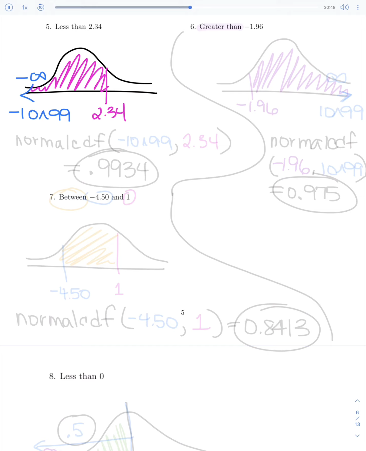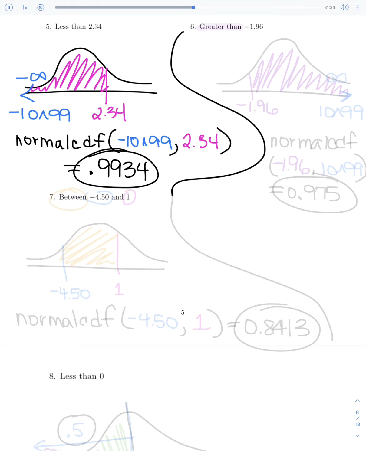Let's see. So you'll input on normal CDF. And you'll start with your negative 10 to the 99th going from left to right. And comma, you'll end at your 2.34 for this one. And you'll plug that in your calculator and your area or probability will be 0.9934 as your area or probability, to the left of 2.34 as if it were going on forever. But that's your final answer.